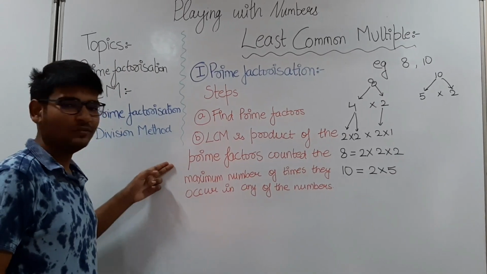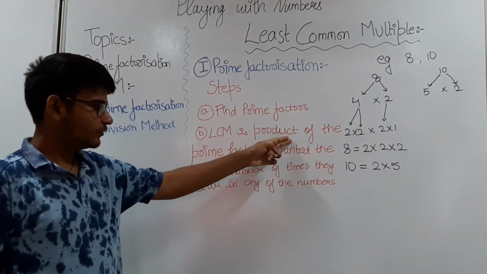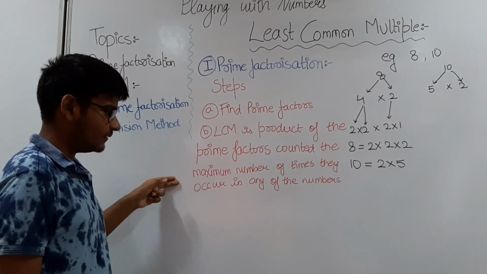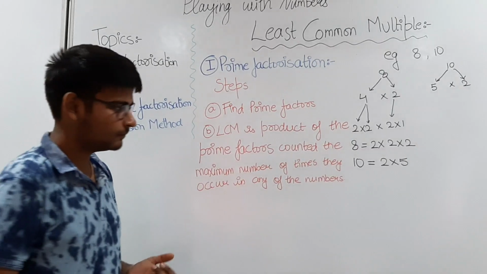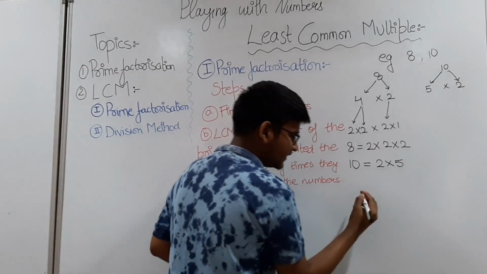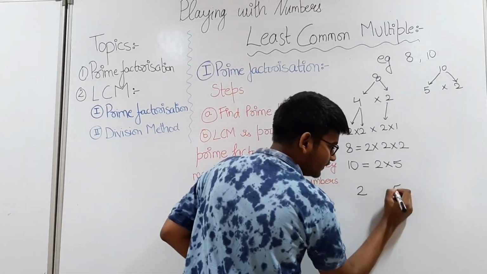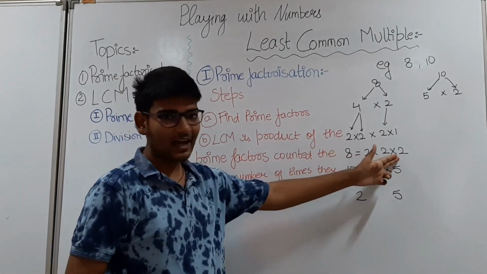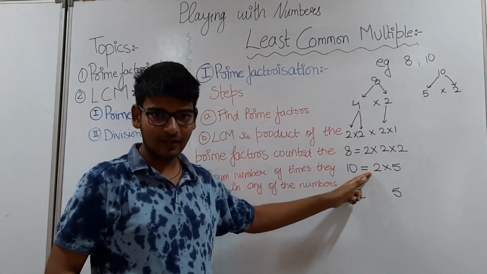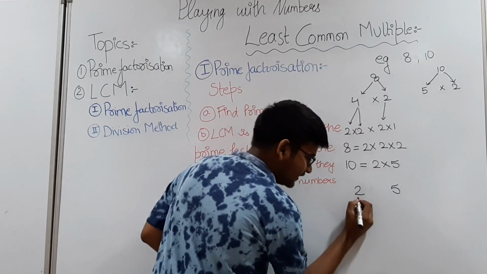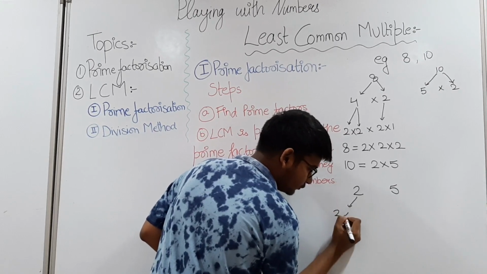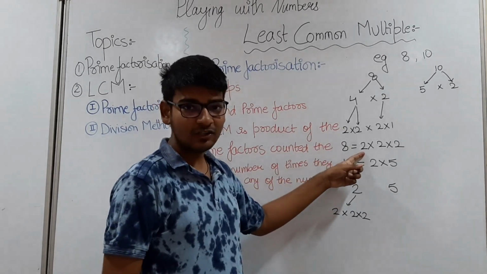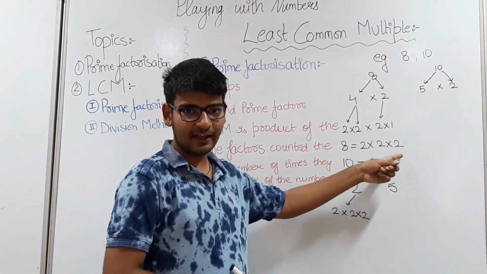Now the second step says that LCM is the product of the prime factors counted the maximum number of times they occur in any of the numbers. So we can see that there are only two prime numbers, 2 and 5. In 8, 2 comes thrice, and in 10, 2 comes once. So we will write 2 three times, 2 into 2 into 2, as in 8 there is the maximum number of 2s occurring, that is 3 times.